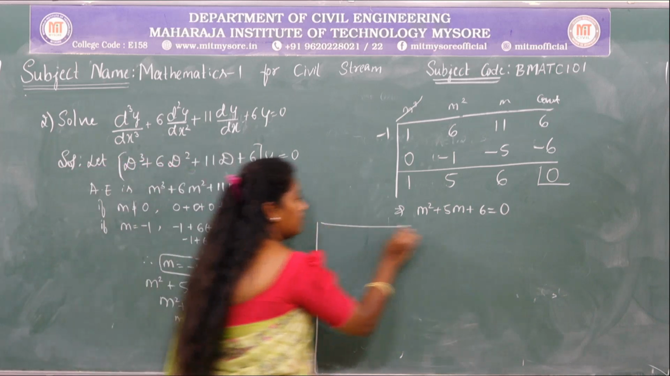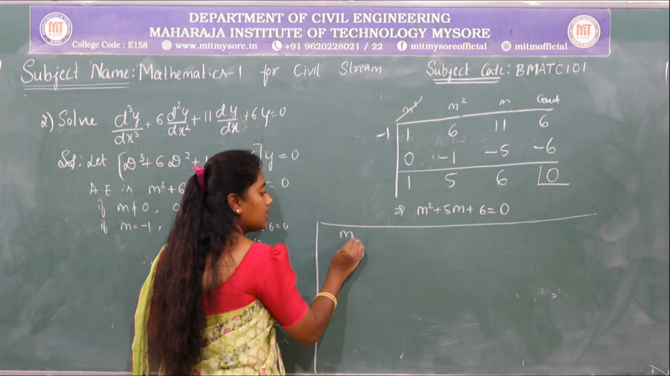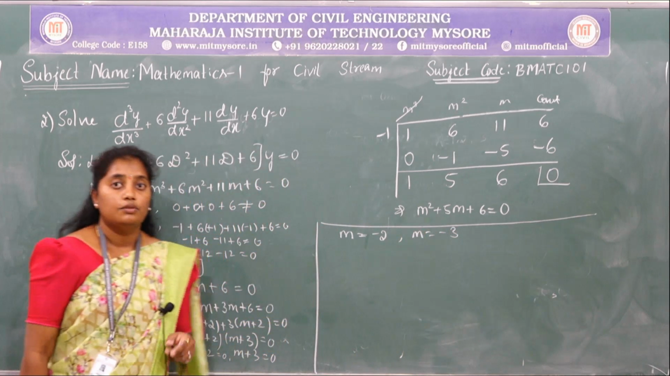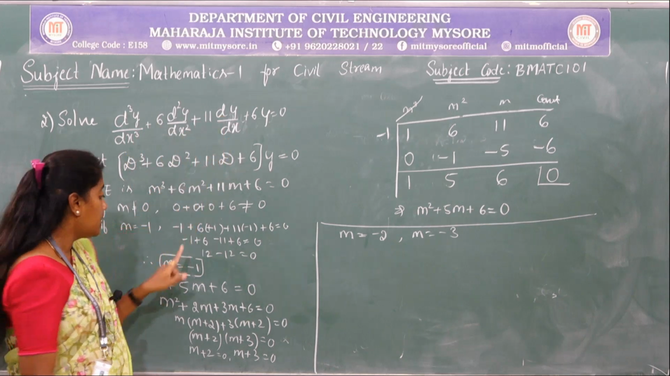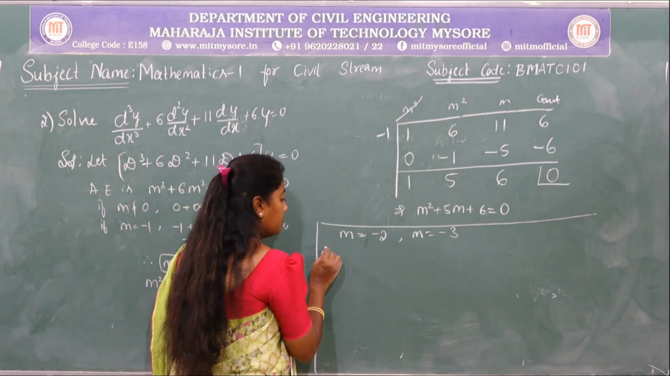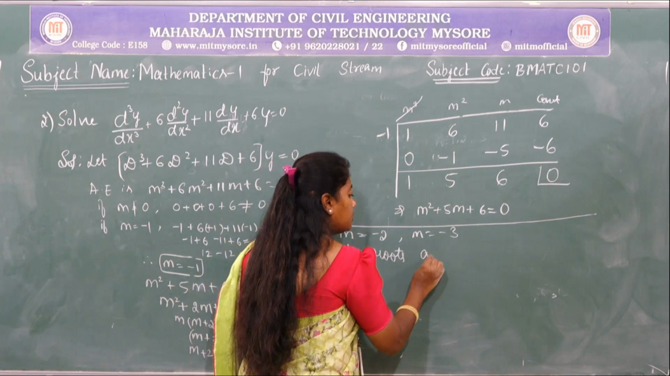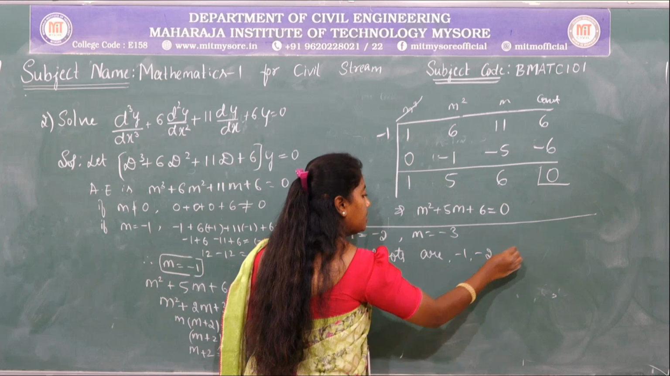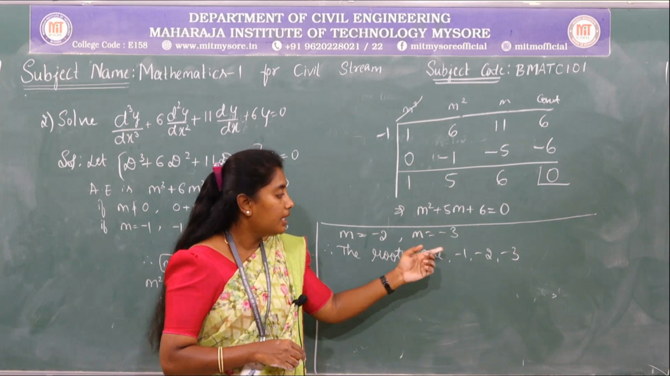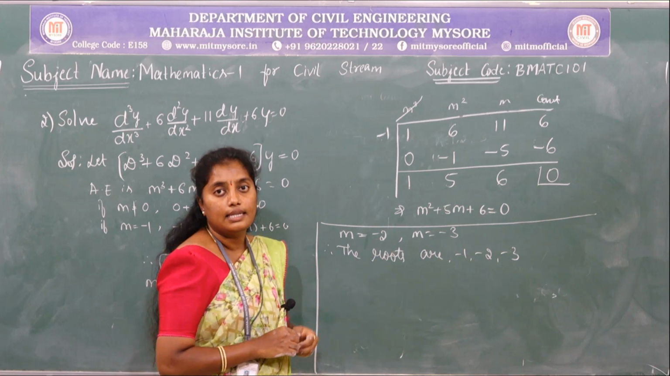m plus 2 equal to 0, m plus 3 equal to 0. That means m is equal to minus 2 and m is equal to minus 3. So the three roots of the given equation are minus 1, minus 2 and minus 3, and these obtained roots are real numbers and distinct. The obtained roots are real and distinct roots.